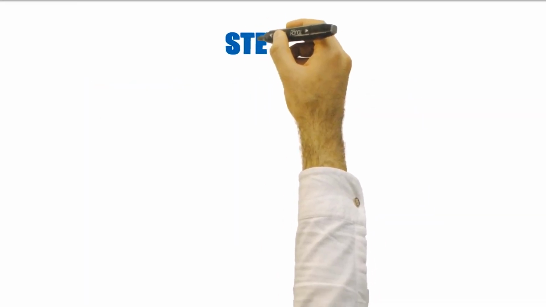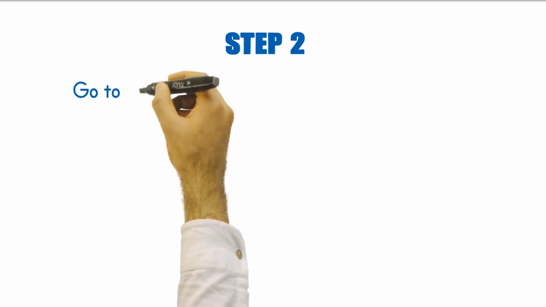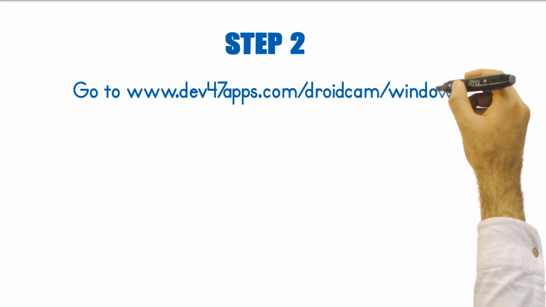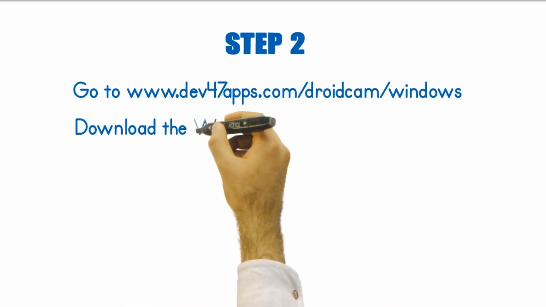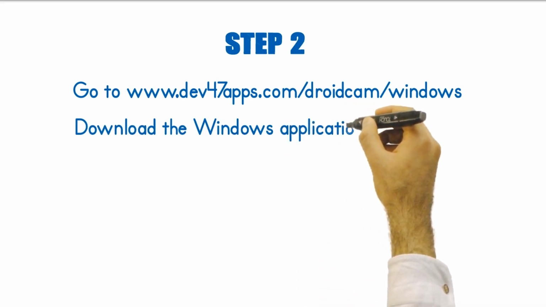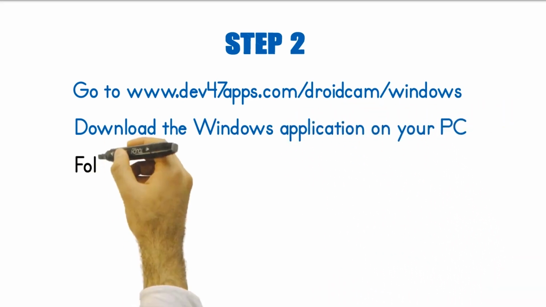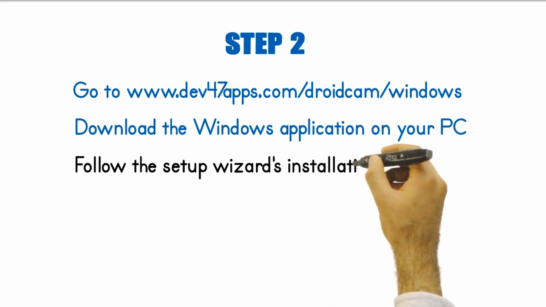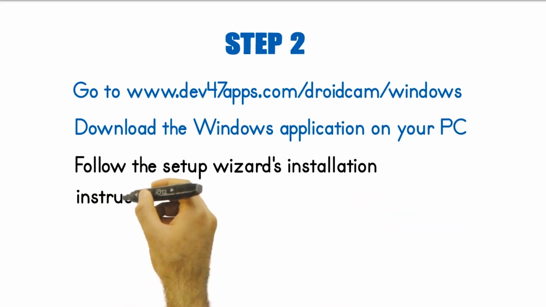Step 2. Go to www.dev47apps.com/droidcam/windows and download the Windows application on your PC. Click the link in the description box below this video to get it. Follow the Setup Wizard's installation instructions.